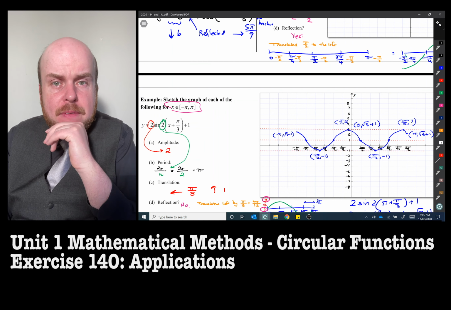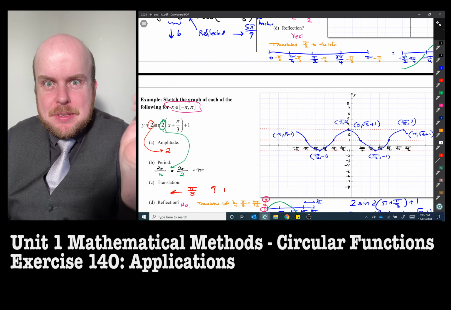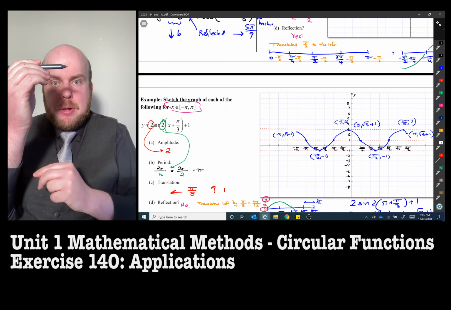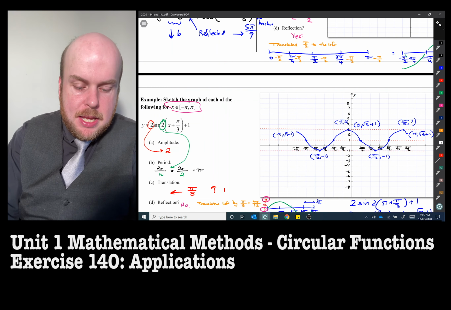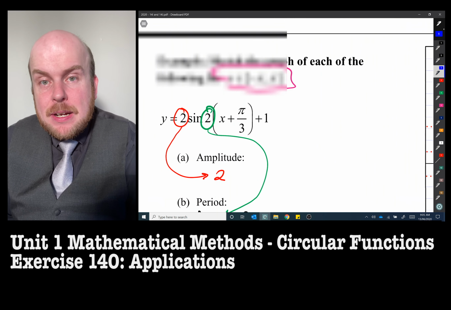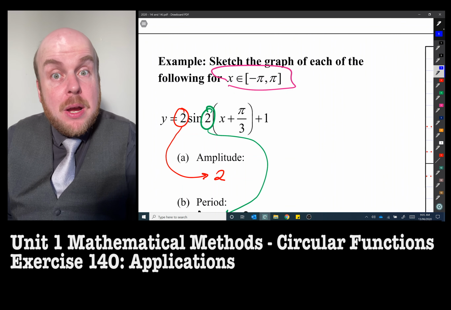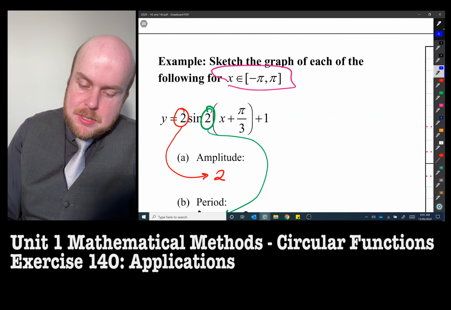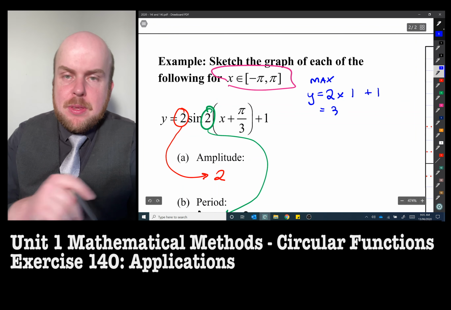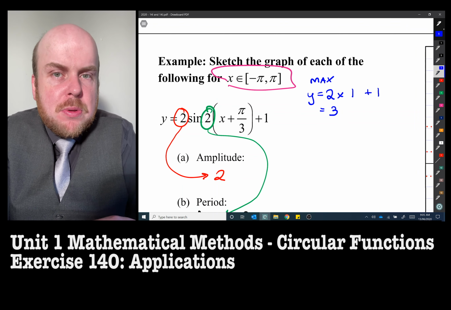Well, there's also a very quick and cheap, if I can use such a word, way to discern where the top and the bottom would be very quickly. And that's this little trick. We just have to replace the entire sine function with the number 1. If I do y equals, so for the maximum, 2 times 1, so the entire sine function, plus 1, and that gets me 3.